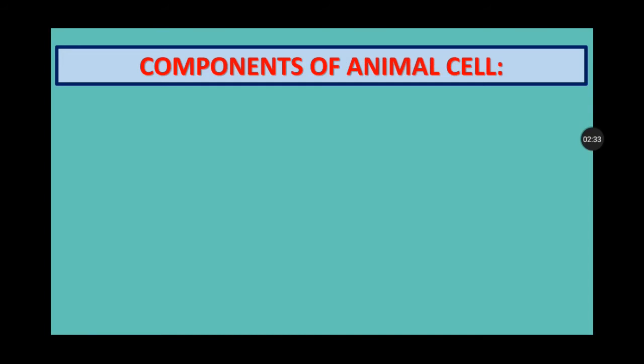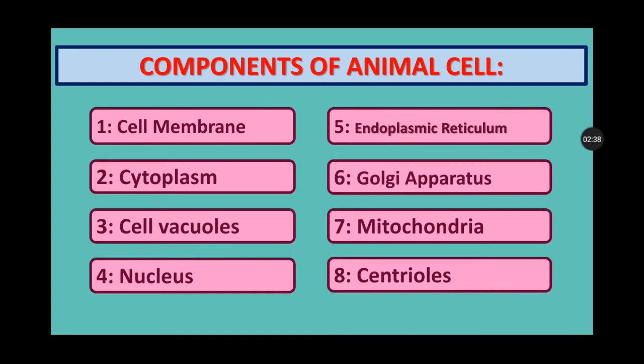Now the components and organelles of animal cell. Components are basically those which make the structure of a cell. For example, cell membrane and the cytoplasm are the components of animal cell, while the cell vacuoles, nucleus, endoplasmic reticulum, Golgi apparatus, mitochondria, centrioles and ribosomes are the organelles of animal cell.